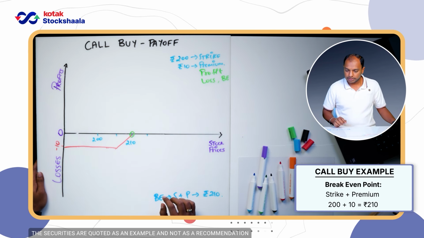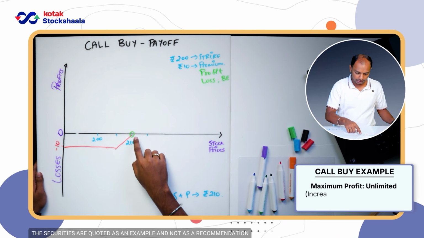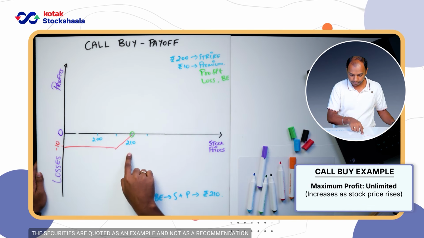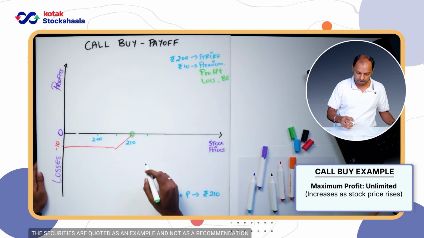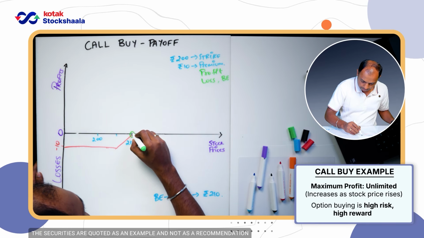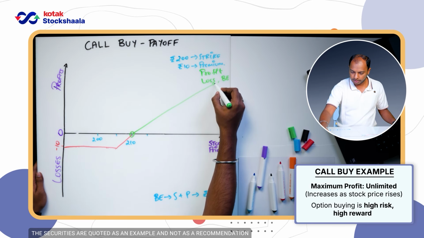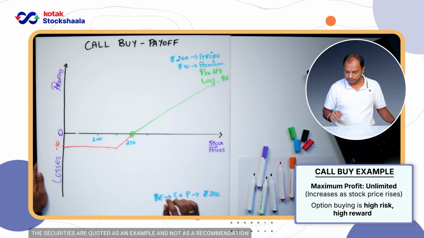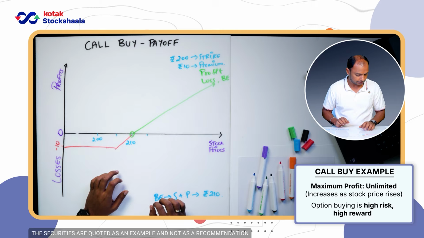Now finally, we'll also identify what is the profit. We know that for a call option, the profit is unlimited to the extent to which the stock price can go up. So in this case, the profit is going to be unlimited. As and when the stock prices go up, the profit is also going to be unlimited. So this is how the payoff diagram looks for a call option contract, for call buy specifically.